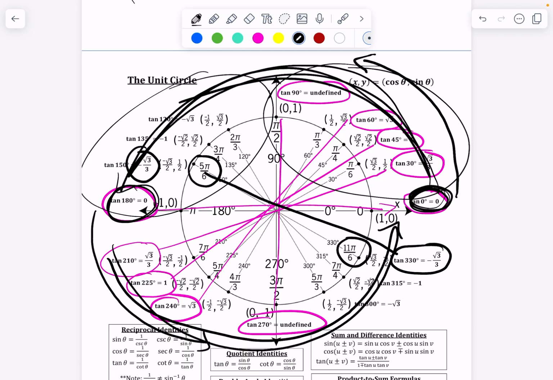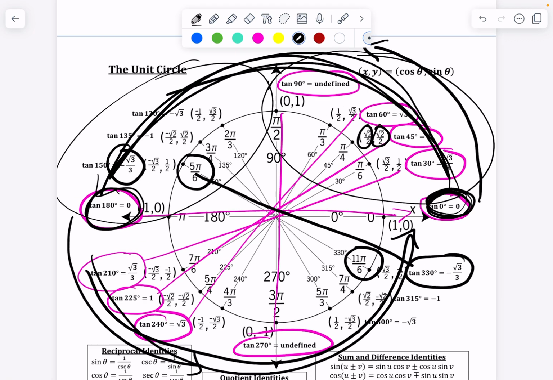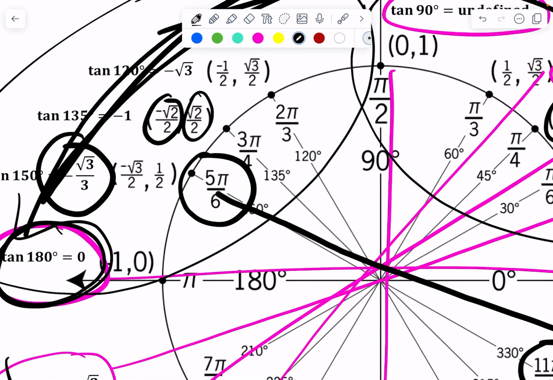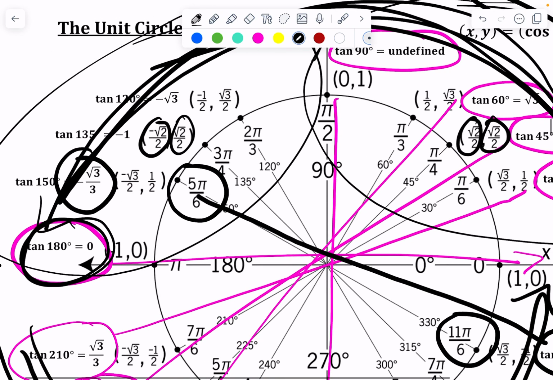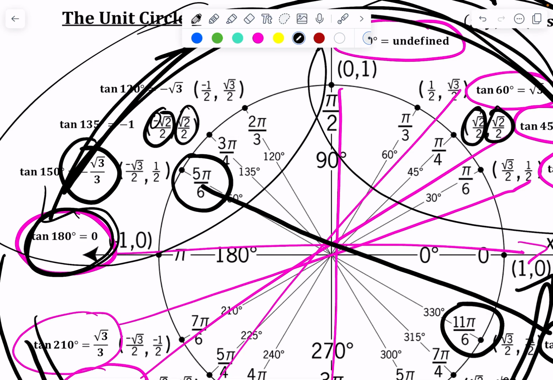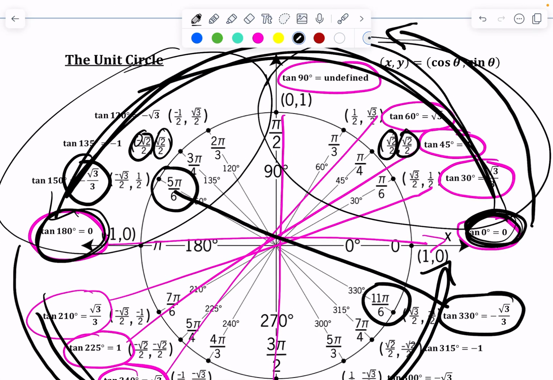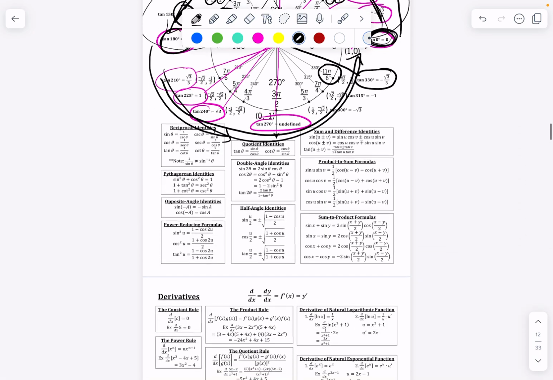But a lot of those values are just repeating, like square root of 2 over 2 and square root of 2 over 2. Well, this is negative square root of 2 over 2, comma square root of 2 over 2. So those are exactly identical to one another. It's just that this guy has a negative on him, right? So a lot of those same values are repeating, okay?